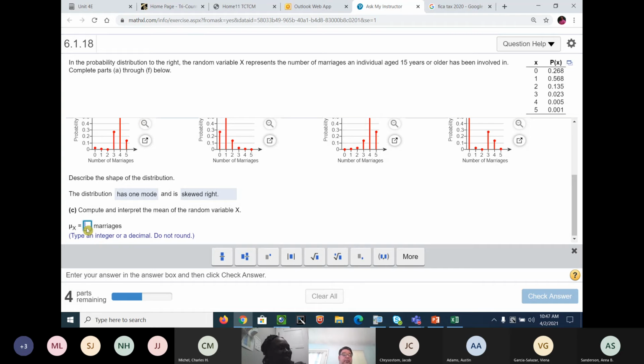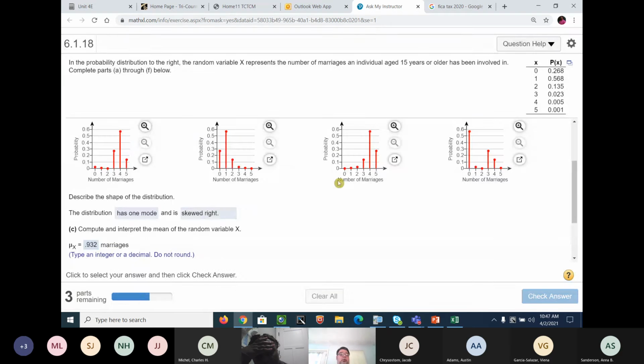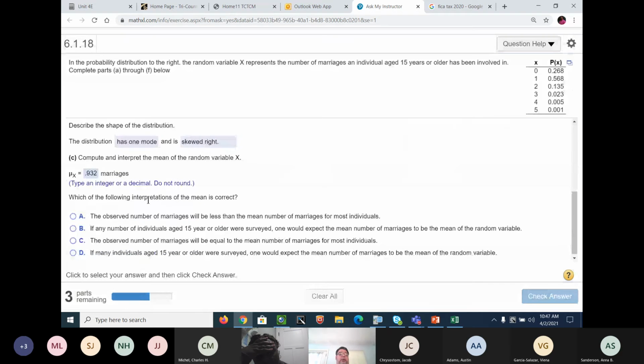I'm gonna be quiet. All right, it says round to what? Doesn't say do not round. Okay. I got 0.932. Which of the following interpretations of the mean is correct? The observer, okay, 0.932.